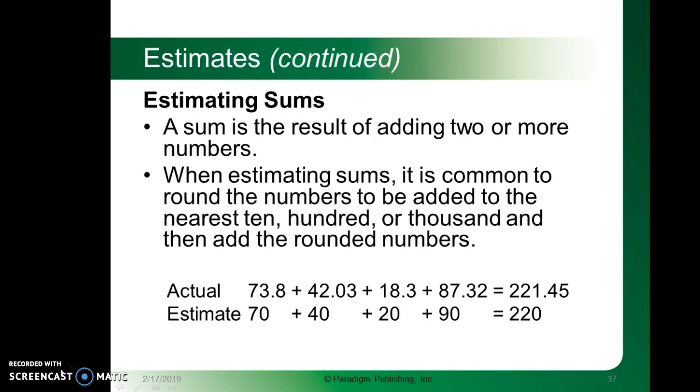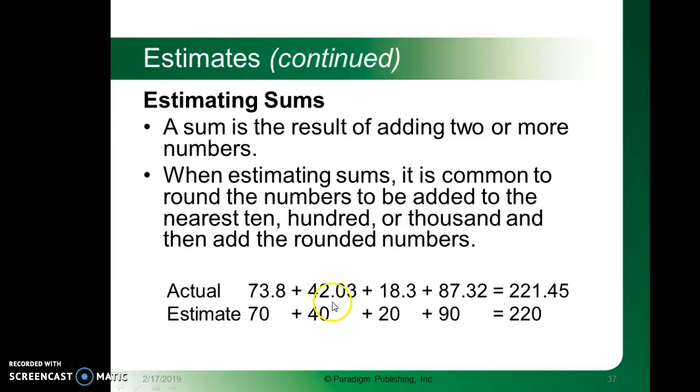So estimating sums. A sum is the result of adding two or more numbers. When estimating a sum, it is common to round the numbers to be added to the nearest 10, 100, or 1,000, and then add the rounded numbers. So for example, if we want to estimate this first sum, we want to round to the tens place. So we're looking at the 7, and we're going to look at the number next to it. It's a 3.